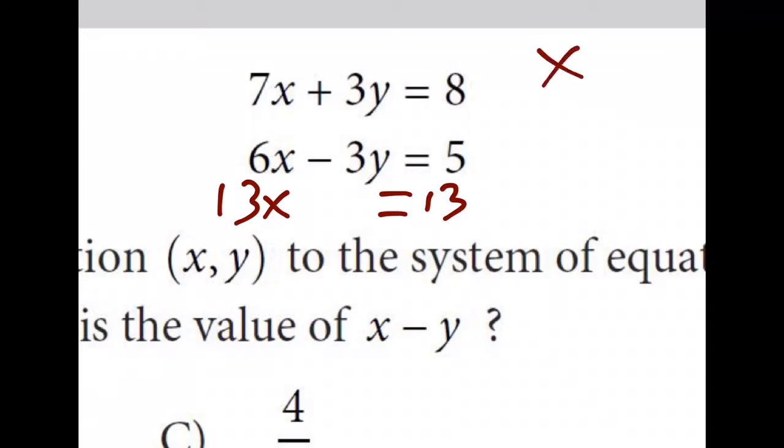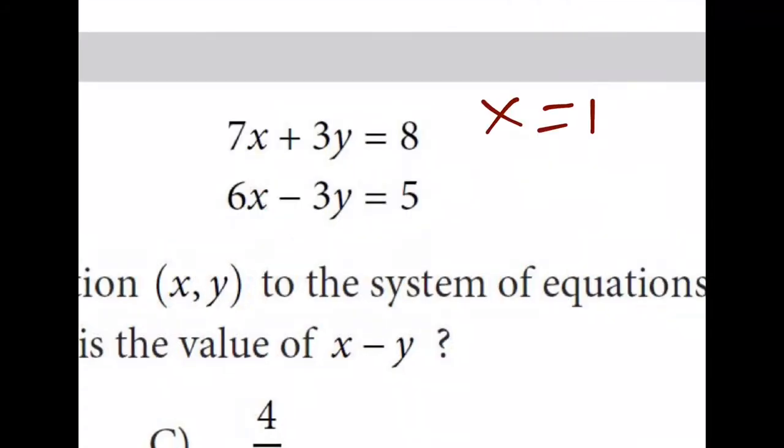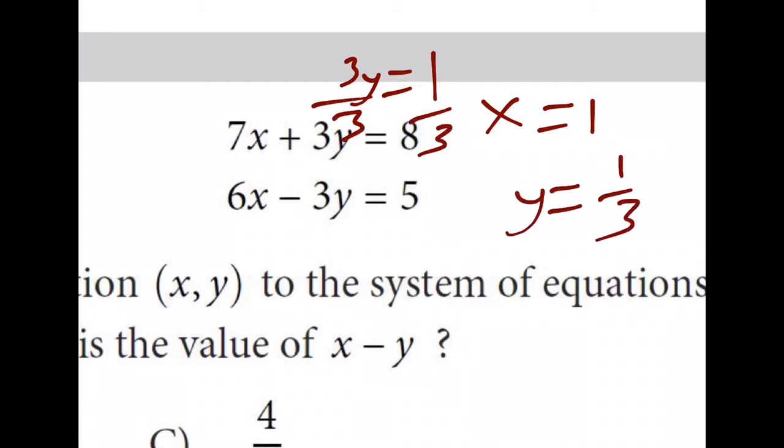Well, I know then that x is equal to 1. If I divide both sides by 13, that's what I get. So I can plug this 1 back into one of my original equations, such as this top one, 7 times 1 plus 3y is equal to 8. 7 times 1 is 7. When I subtract that from both sides, this becomes 3y is equal to 1. When I divide both sides by 3, I get y is equal to 1/3.